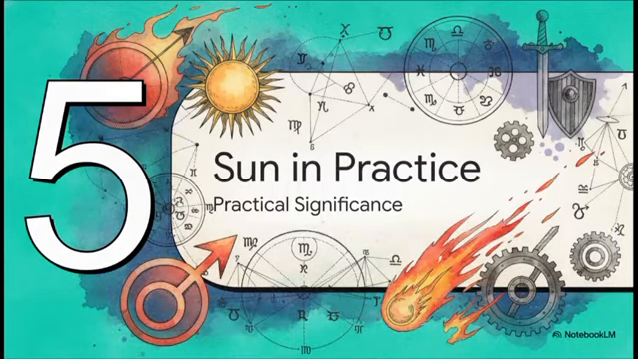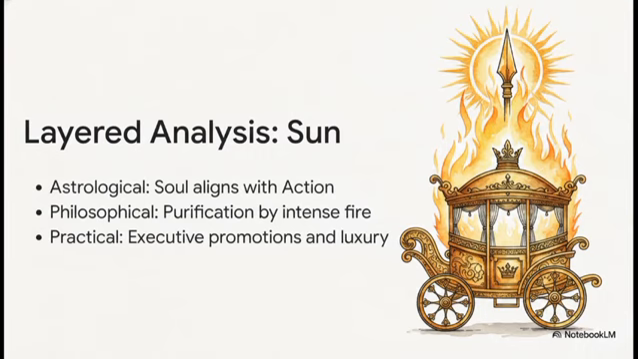So, Section 5. Let's look at the Sun's practical significance. Let's anchor the fiery rhetoric of these verses into applied significance for today. How do we actually spot this in a modern context? Astrologically, this is the soul, represented by the Sun, aligning perfectly with action, represented by Mars. Philosophically, it's a period of purification by intense fire, burning away the non-essential stuff so the native's true authority can finally shine.